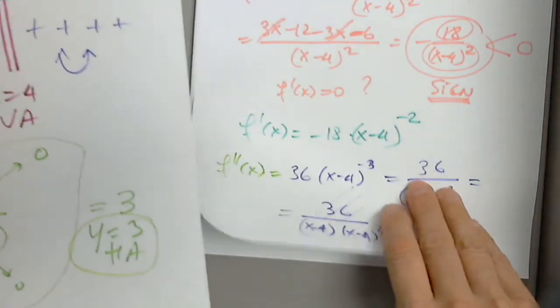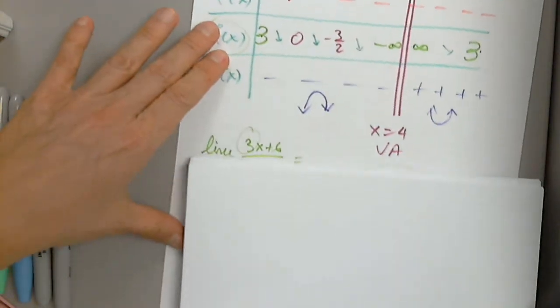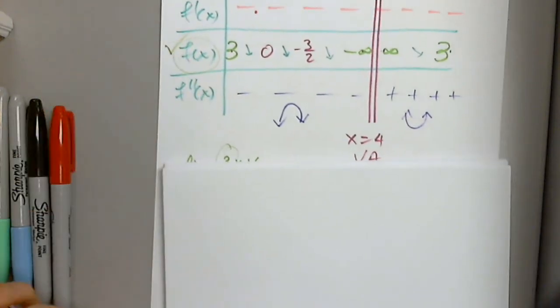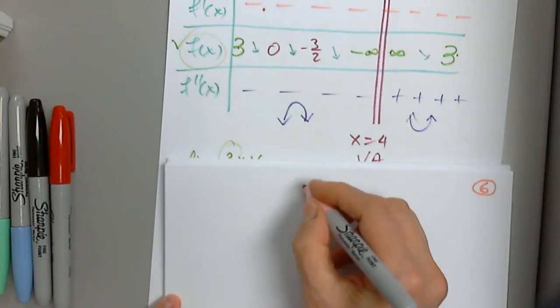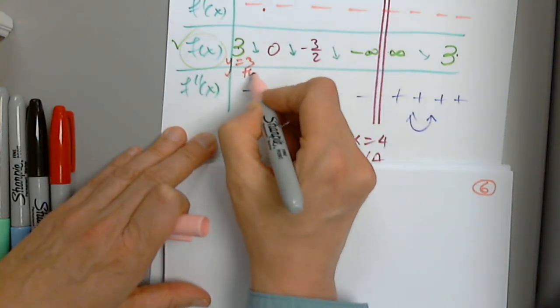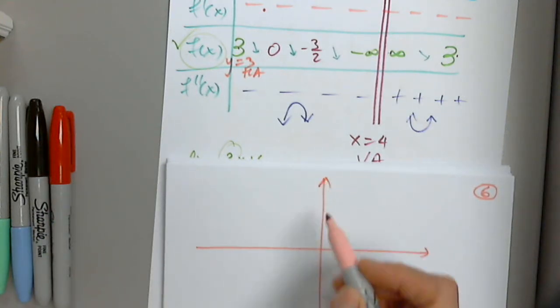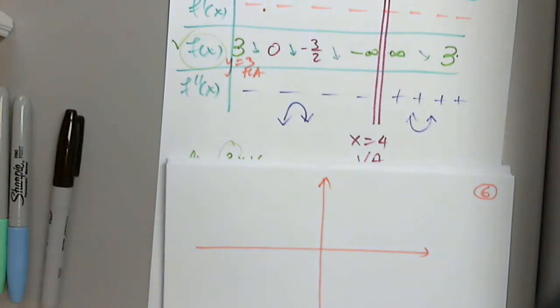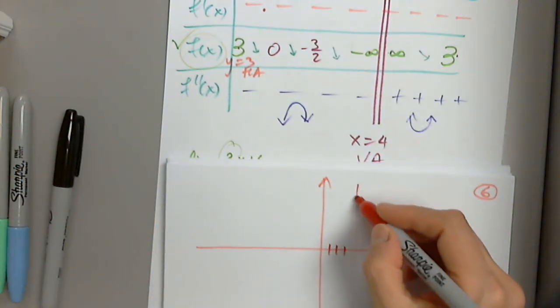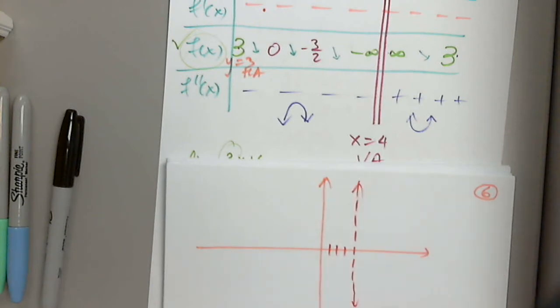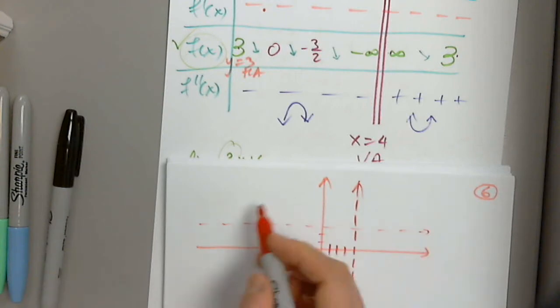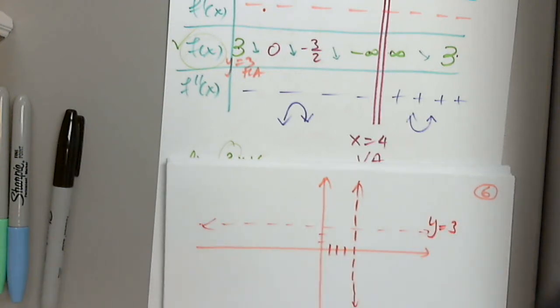And now we are ready to graph. When I graph a function with asymptotes, I have to graph the asymptotes first. So right here, y equals 3, horizontal asymptote, so we don't forget. So the vertical asymptote is at 4. And the horizontal asymptote is at 3. And now we're ready.